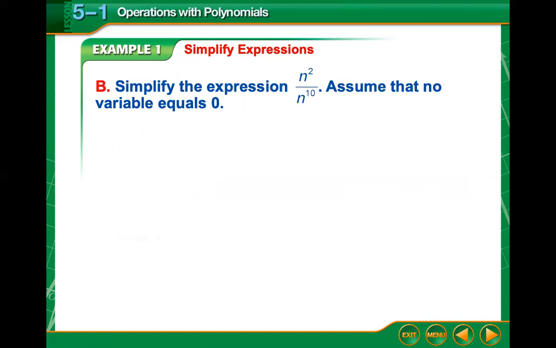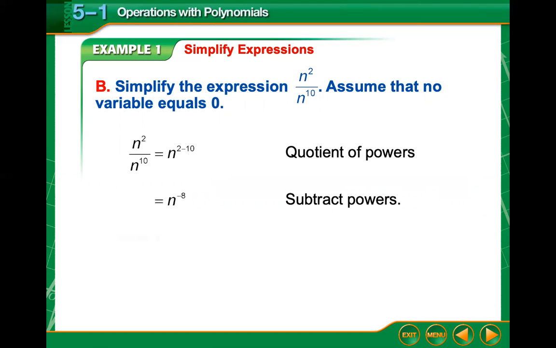Another example here is we have n squared over n to the 10th. We can use quotient of powers, so we're going to do 2 minus 10 to get negative 8, but we do not like negative exponents, so we use the negative exponent property to get 1 over n to the 8th. And as always, pause the video as needed if you need more time to write or review what happened.